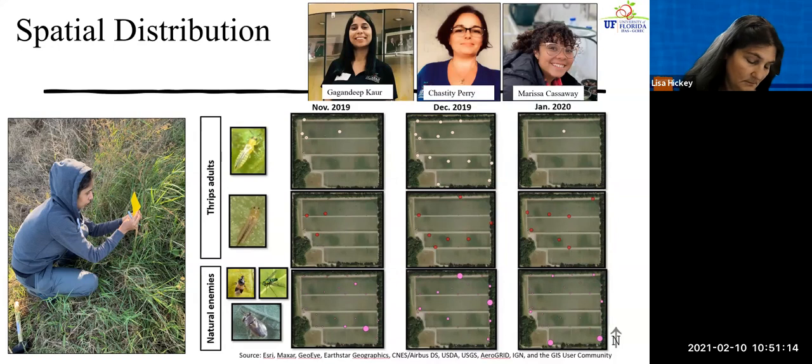And the highest numbers of these natural enemies tended to occur around the field borders. We did see a couple of population peaks in December and then later on in January. But now we know that there are natural enemies present in the ecosystem around the strawberry fields. And so any pesticide use should be decided keeping this fact in mind, that there could be some potential ecosystem services already being provided by these natural enemies present around the strawberry fields.